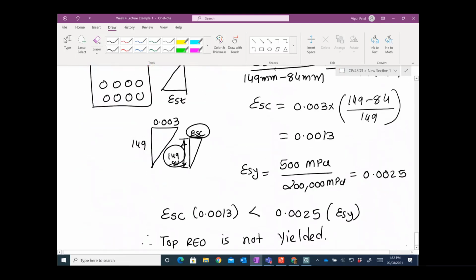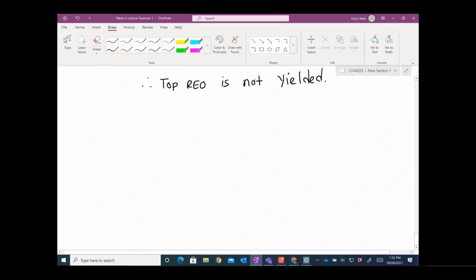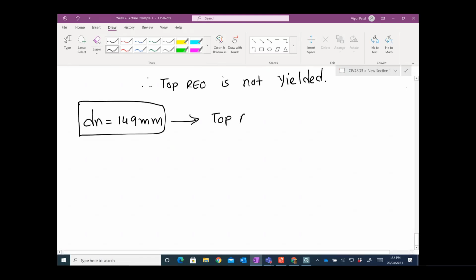So now what do we do? Now let's try to assume some dN value. Let's say we started dN at 149 millimeters. That was the starting point when we assumed that the top Rio had yielded, and it did not work out.